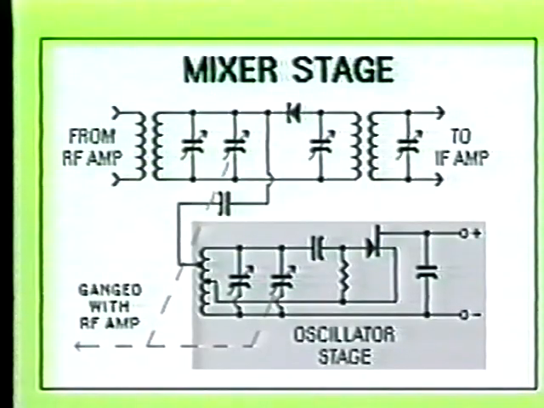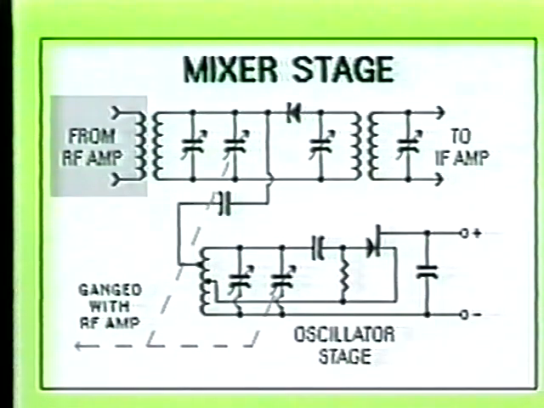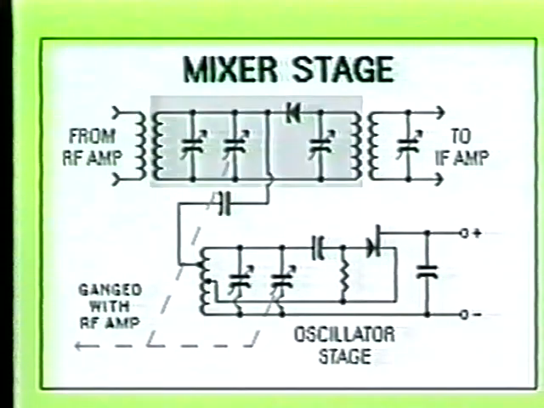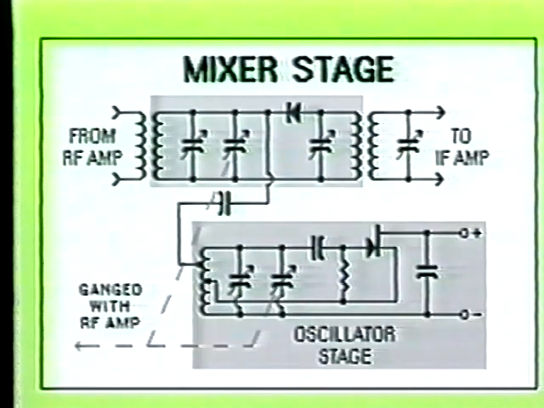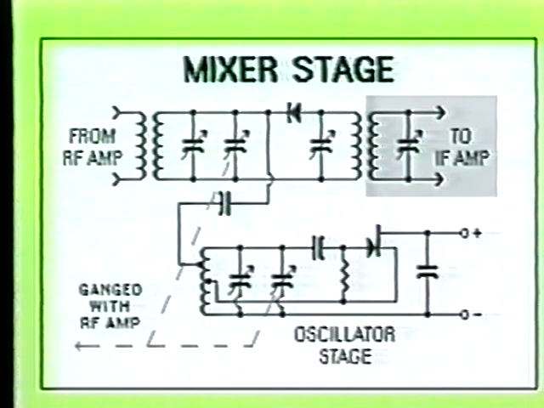As you may have noticed, the output of the RF amplifier stage is fed into the mixer circuit. The mixer stage performs the operation of frequency conversion by heterodyning, or beating together, the desired incoming frequency with the frequency being supplied by the local oscillator. This produces two new frequencies at the output of the mixer circuit. These are the sum and the difference of the two heterodyne signals. The difference signal produced by the mixer stage is then fed into the intermediate frequency amplifier stage.